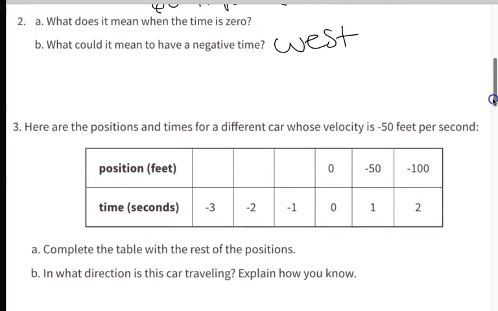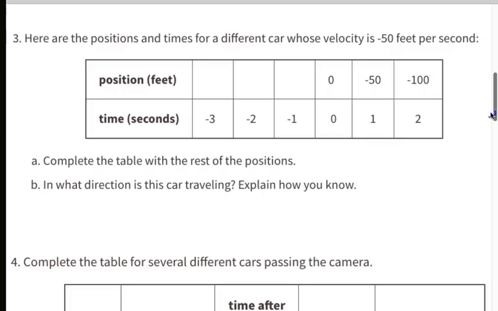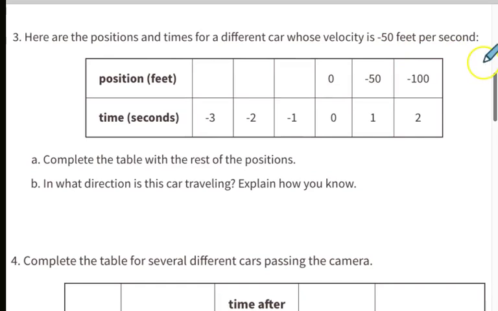Let's look at another one. Here are different positions for a car, and its velocity is negative 50 feet per second. So in front of the camera, nothing, and it's traveling negative 50 feet per second. So going this way 1 second, negative 50, 2 seconds, negative 100. But what if we go the other way? Well, negative 1 times negative 50 is positive 50. Negative 2 times negative 50 is positive 100. And negative 3 times negative 50 is positive 150.